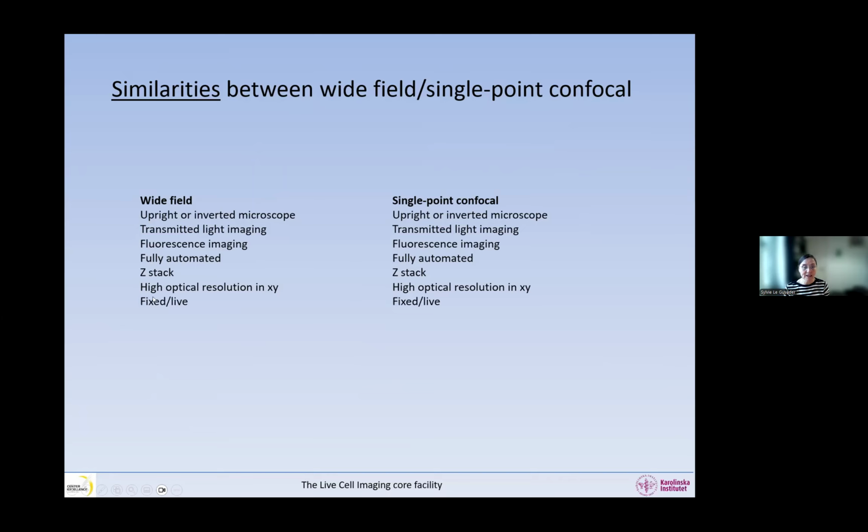We can use fixed or live samples on both types of systems, and in both cases, the volume is bleached. But in the case of a wide field system, we have a cylinder shape of illumination, whereas on the single point confocal, we have a double cone. So it's slightly different for that. We can do super resolution on both types of system. They're different techniques, but both of them can do super resolution.